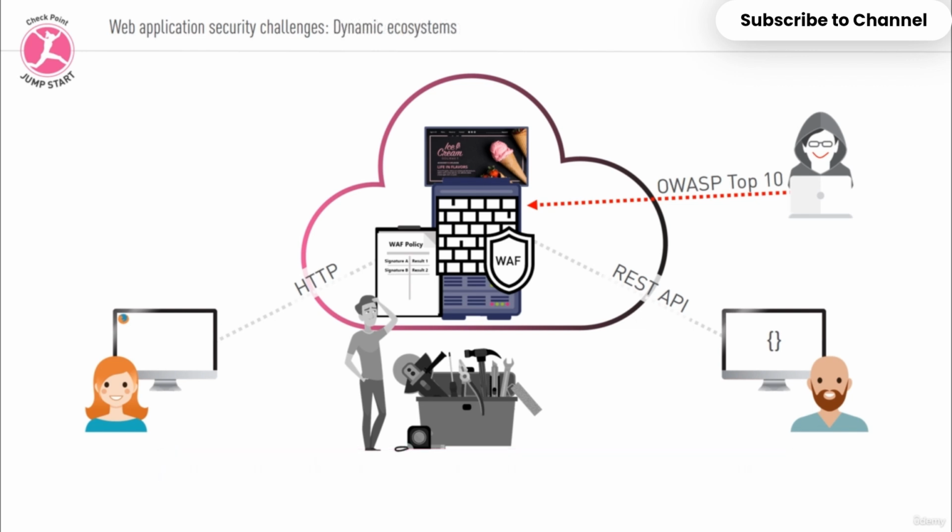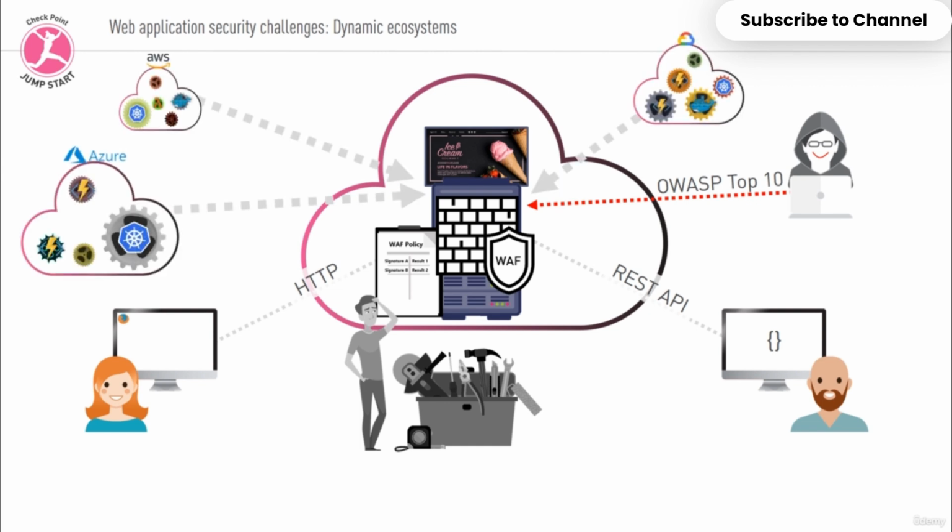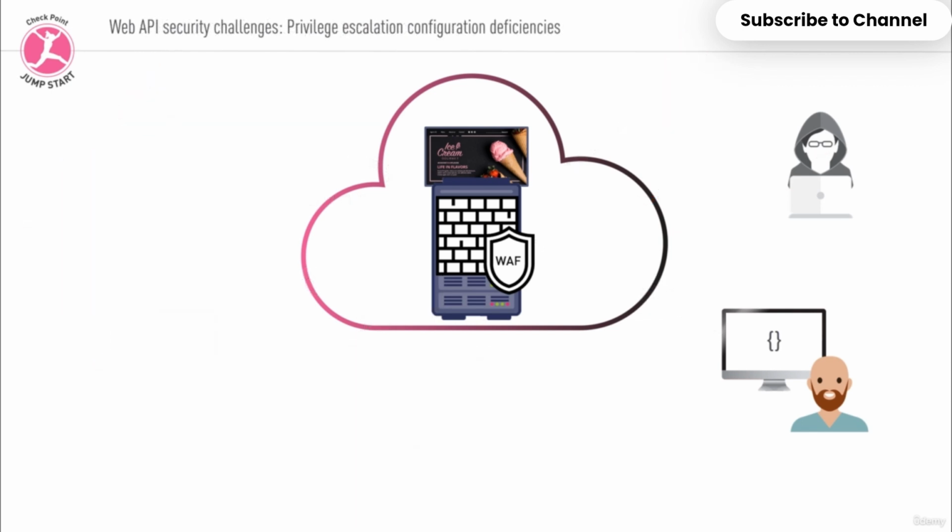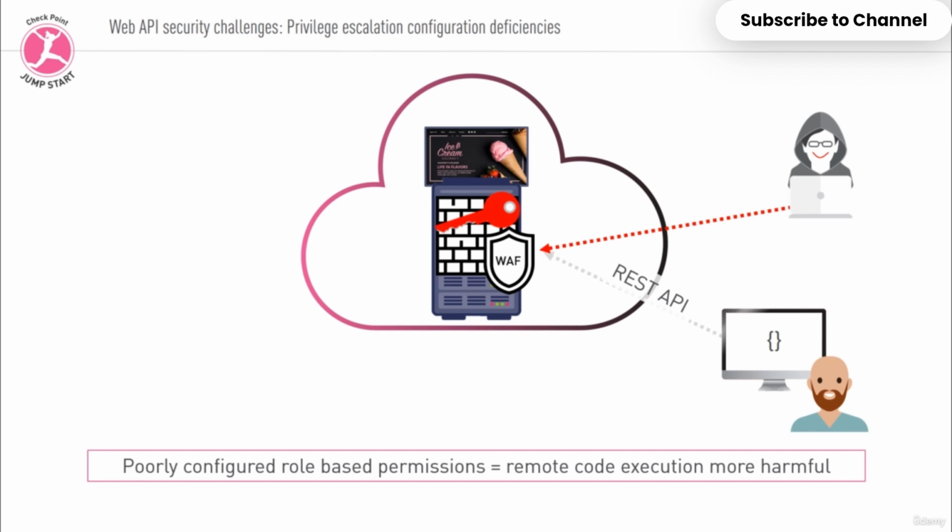Adding to this dynamic is the fact that cloud-based web applications interact with potentially numerous third-party services outside of the perimeter. In effect, there are now hundreds of perimeters to secure. Finally, there's a major issue of privilege escalation in the cloud, which is not properly addressed by WAFs. Attackers that infiltrate an application will look for API keys to other applications or resources. Due to poorly configured role-based permissions, remote code execution can be much more harmful in the cloud.